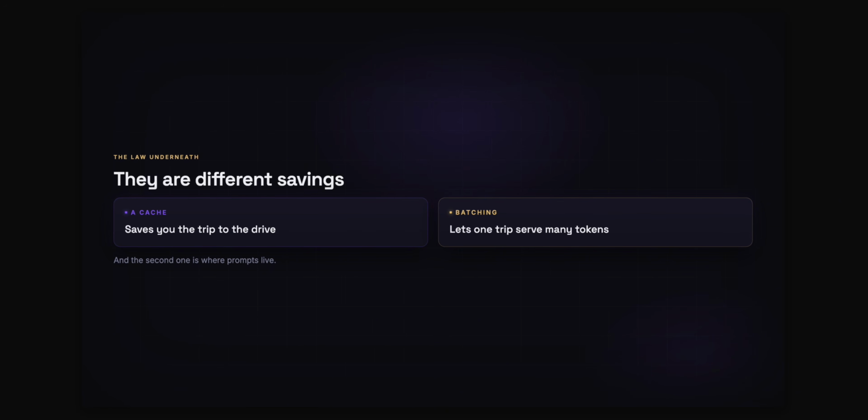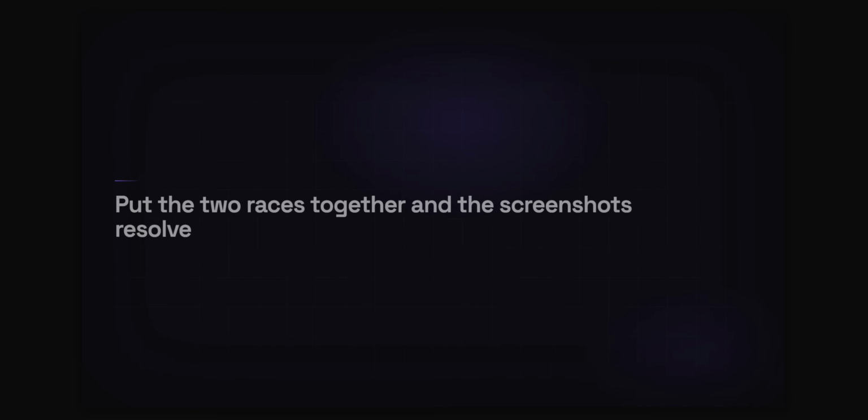Here's the law underneath, and it's the sentence I'd take from this whole video. A cache saves you the trip to the drive. Batching lets one trip serve many tokens. They are different savings, and the second one is where prompts live.